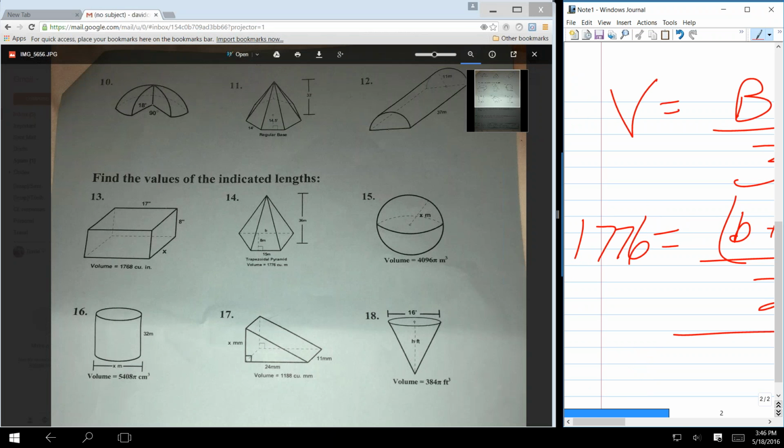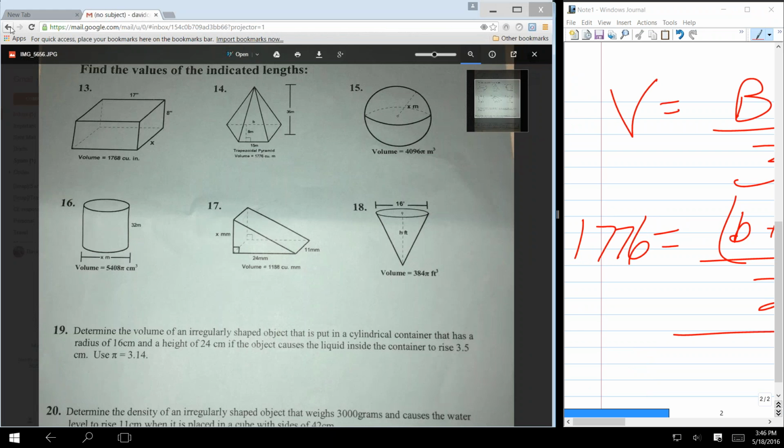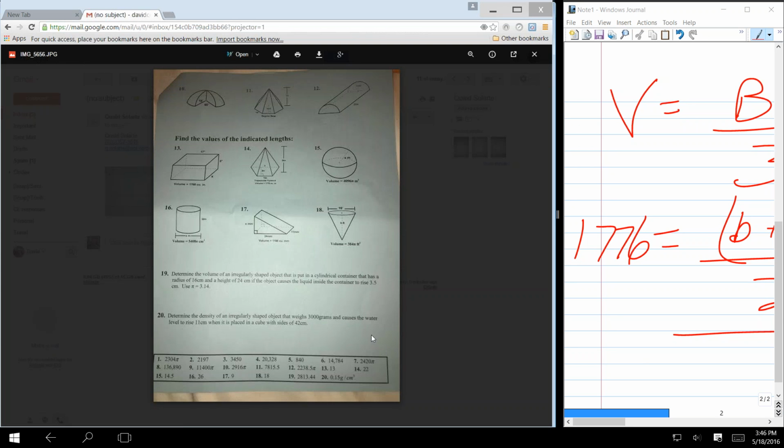Any other problems on here? 20. Did I take a picture of 20? It's not. Oh, yes, it is. Excuse me. It didn't go down far enough. It is on there. Yeah, let's take a look. I haven't looked at it yet.